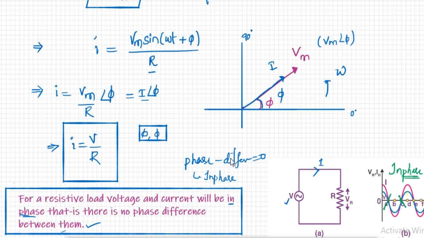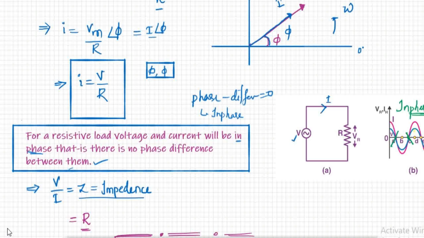Okay, remember. Now let us find one new factor, that is impedance. So far we know that voltage by current is called resistance, but for AC circuits voltage by current is called impedance. Here you can see voltage by current is called Z, that is impedance for AC circuits. Impedance will vary for each and every component. For a resistive circuit, impedance is R. V by I is nothing but R for a resistive load. It will vary for inductive and capacitive loads. So impedance for a resistive load is resistance R.